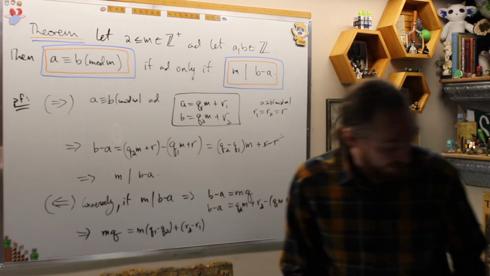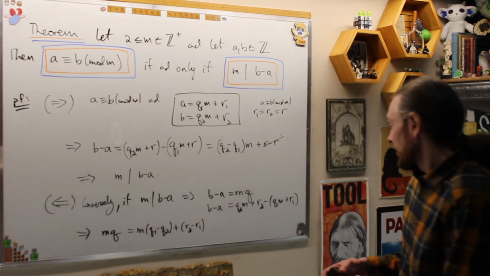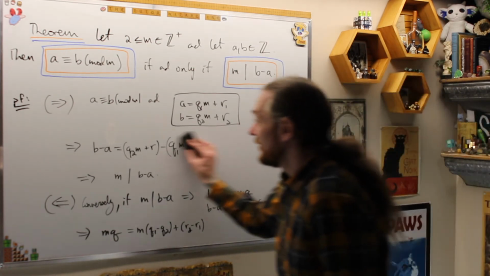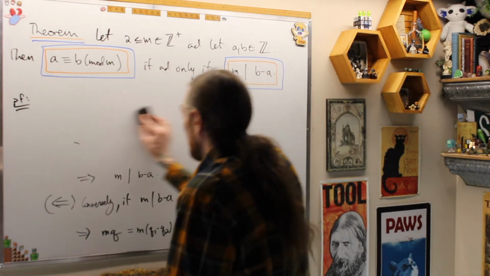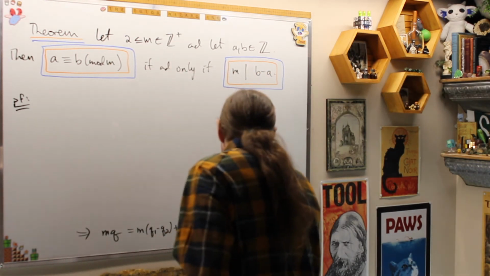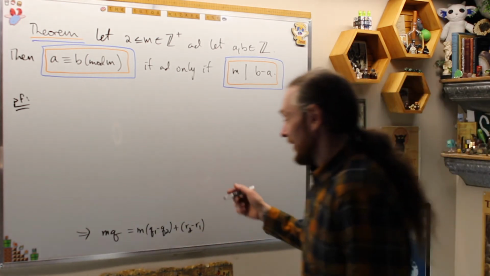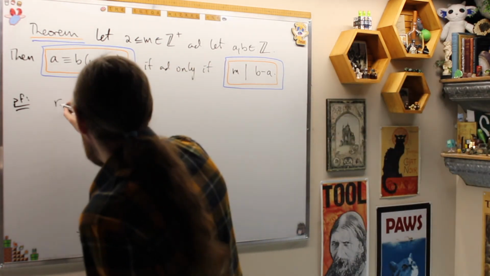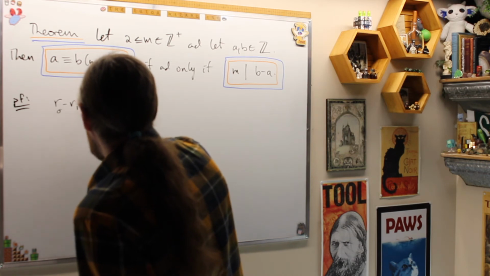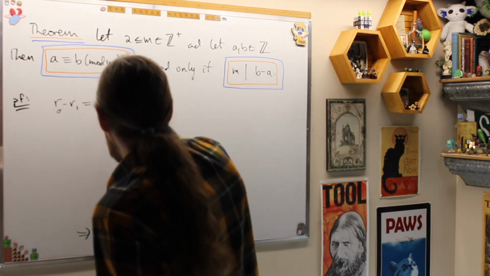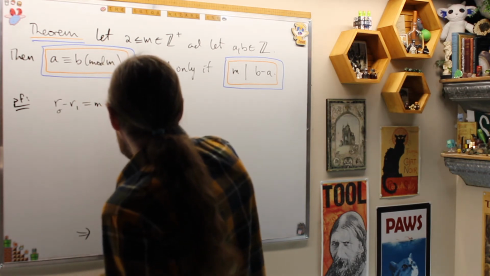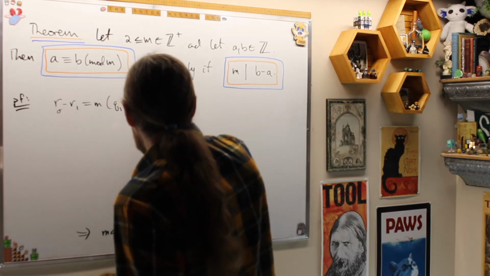I basically ran out of room. Let me move that up. What that tells me now is, from here, if I bring this to the other side, that says r2 minus r1 equals m times (q1 minus q2 minus q).